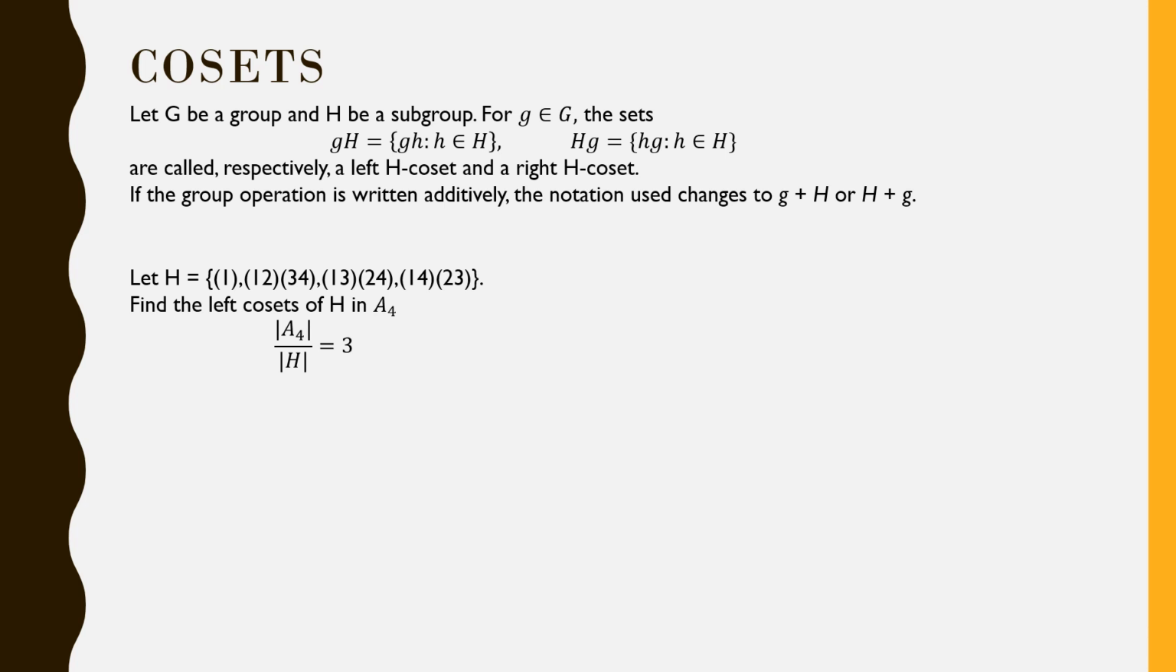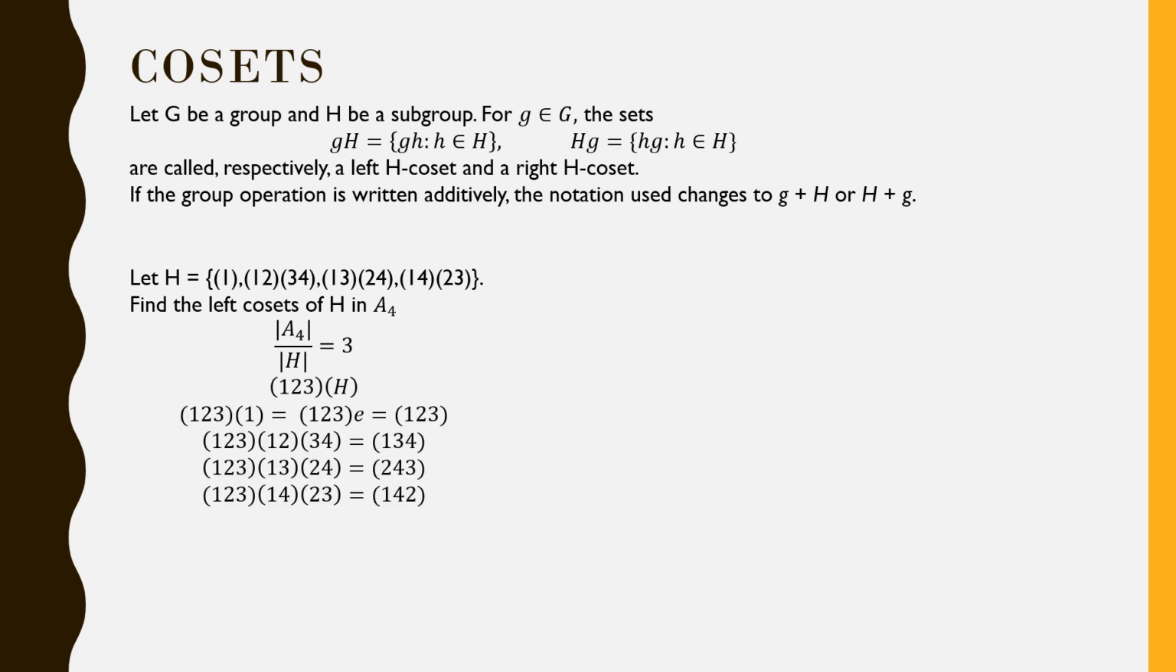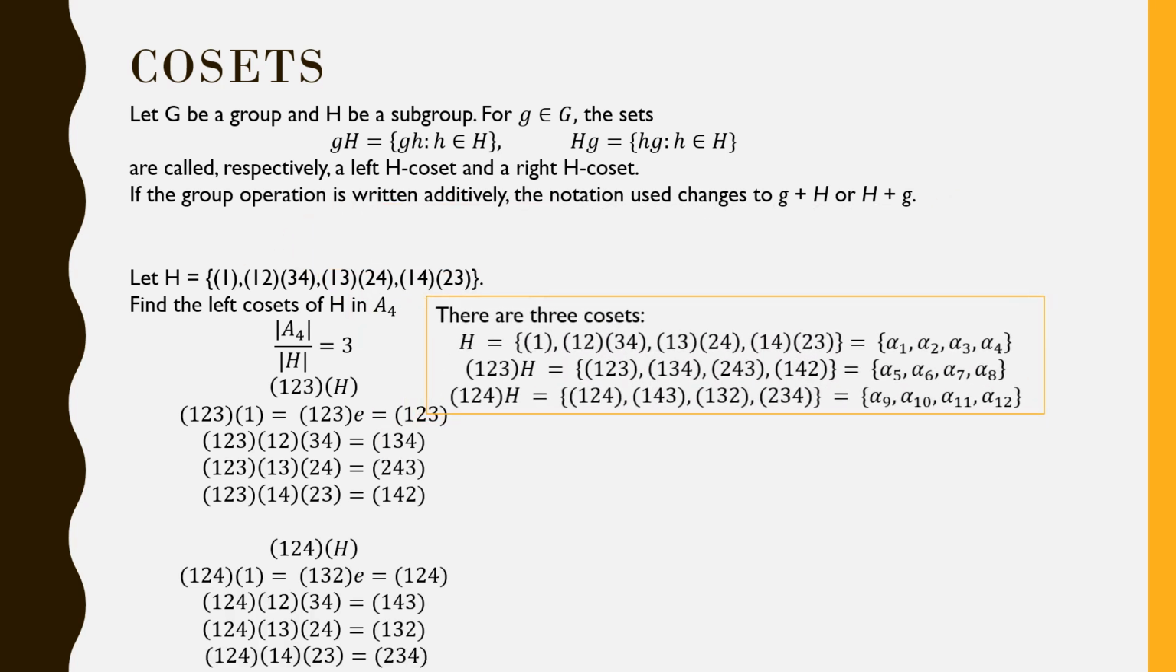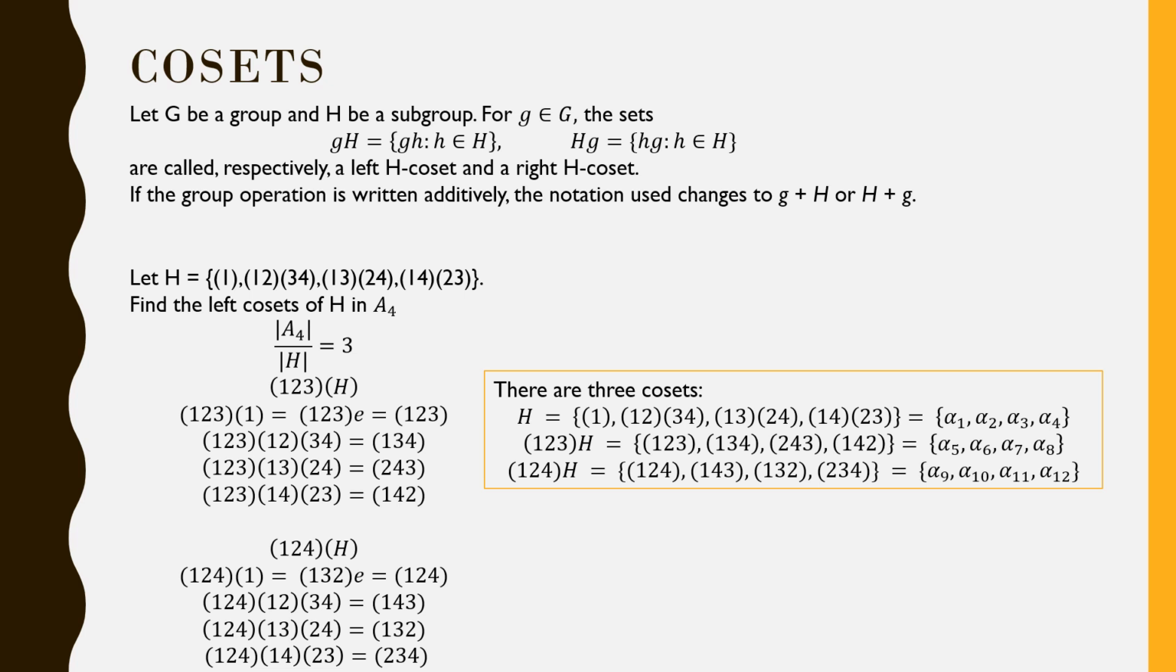I'm going to pick something in A4 that's not in H. 1, 2, 3 will do. I'm going to multiply that by each element of H. I'm also going to choose 1, 2, 4 and do the same. And these are the 3 left cosets.